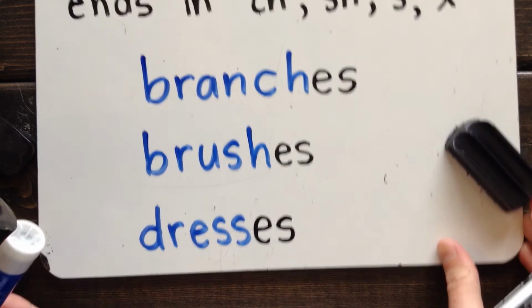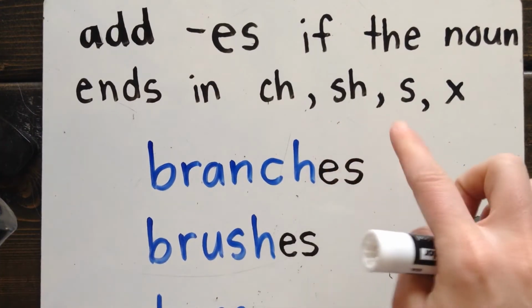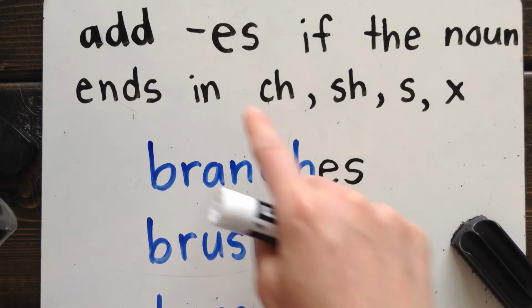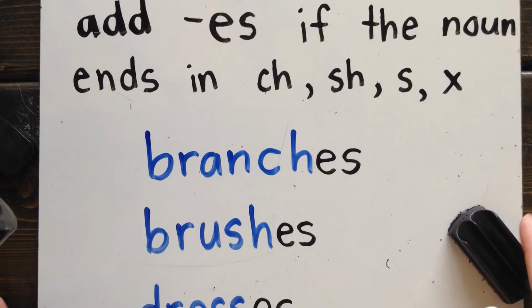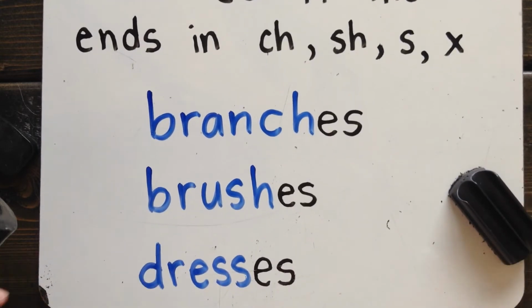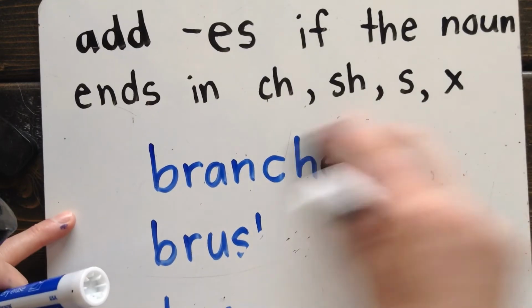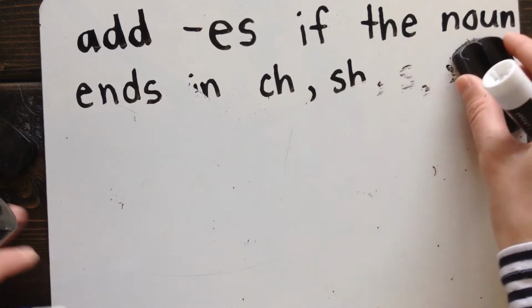So again, when your noun ends in ch, sh, s, or x, you need to add es in order to make it plural, to show there's more than one. But you'll know. Let's erase and look at another rule.